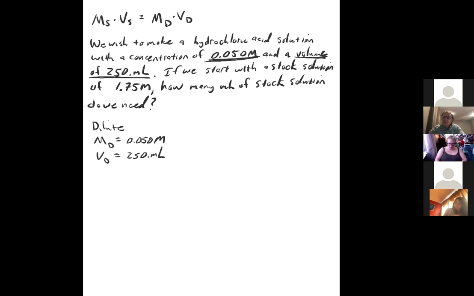Okay. What's interesting about this problem also is it doesn't matter that it's hydrochloric acid. It could be sulfuric acid, hydrochloric acid. The calculation is the same. Doesn't matter what the substance is. Okay. And then we're going to start with the stock solution that has 1.75 molar. So that means our stock has a molarity of 1.75 moles per liter.